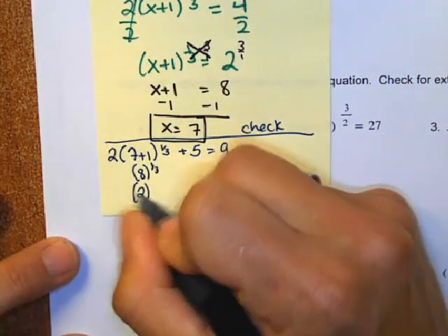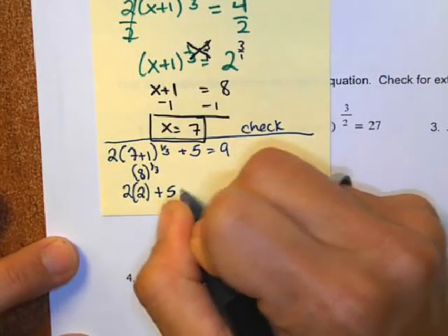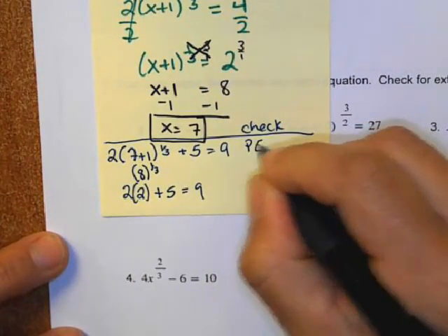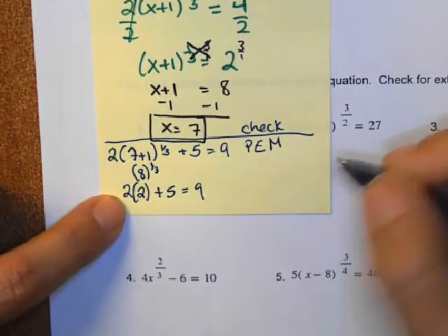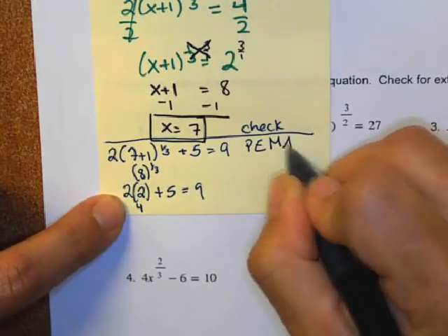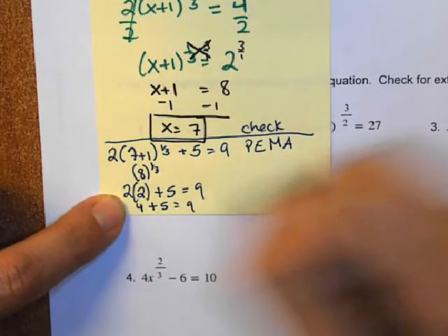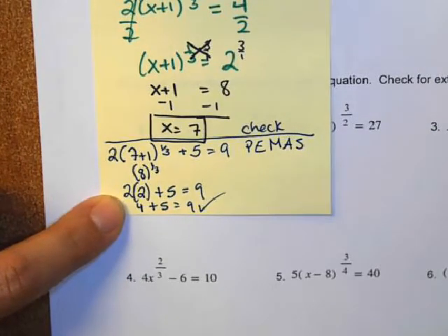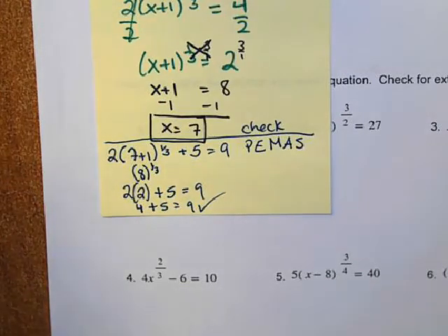Now on the outside of my parentheses, I still have the 2. So again, I'm following please excuse my dear Aunt Sally. So parentheses, exponents, multiplication. 2 times 2 is 4. Addition, 4 plus 5 is 9. And we don't have any subtraction. So that one does check out. I promise you guys, they're not always going to check out, so you have to check your answers. Okay?